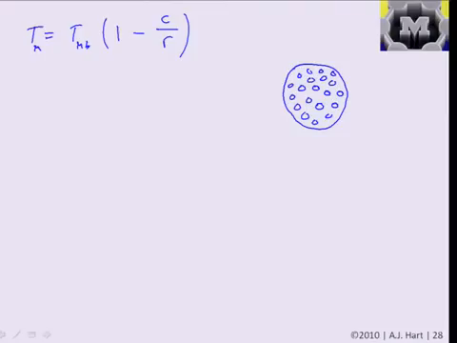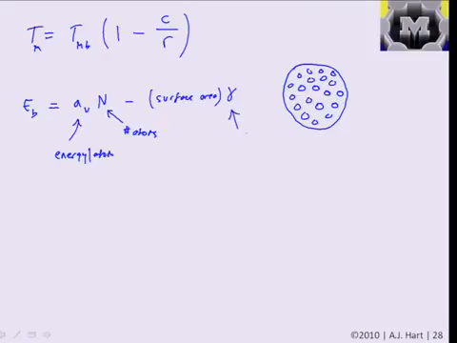So if we defined what's called the bulk energy of a solid, we could say that it equals some energy per atom times n, which is the number of atoms. And if we wanted to consider the surface, we would subtract the surface area multiplied by the surface energy.